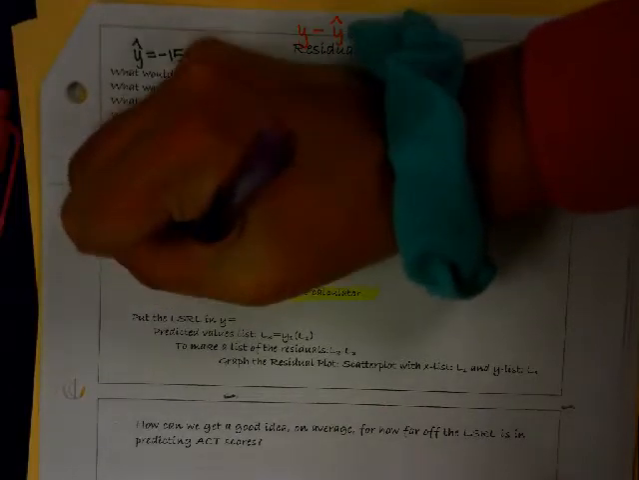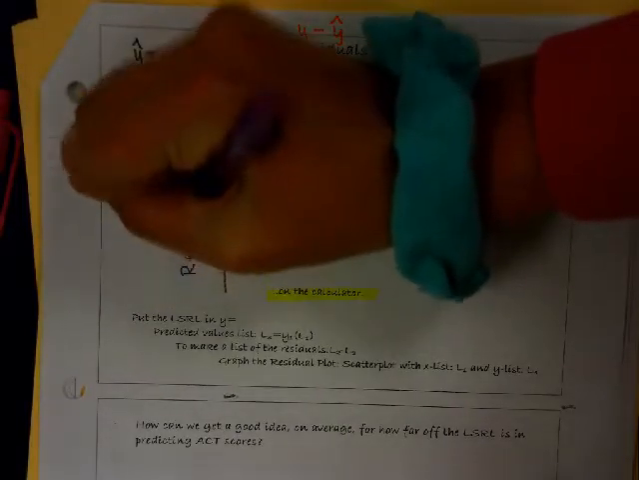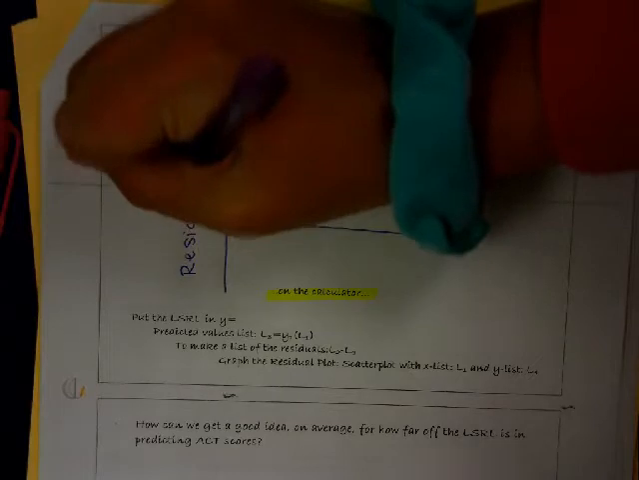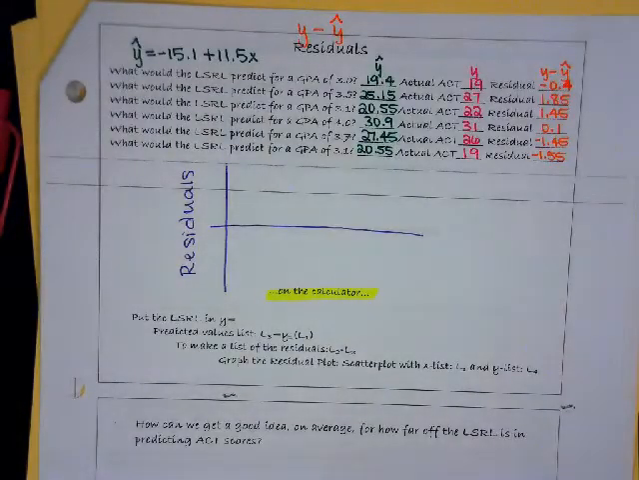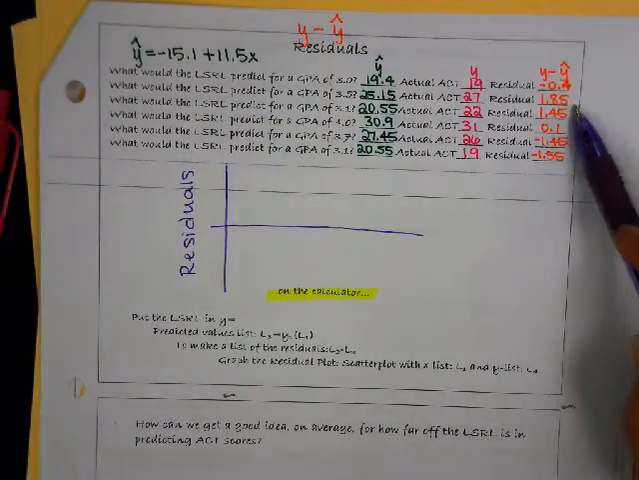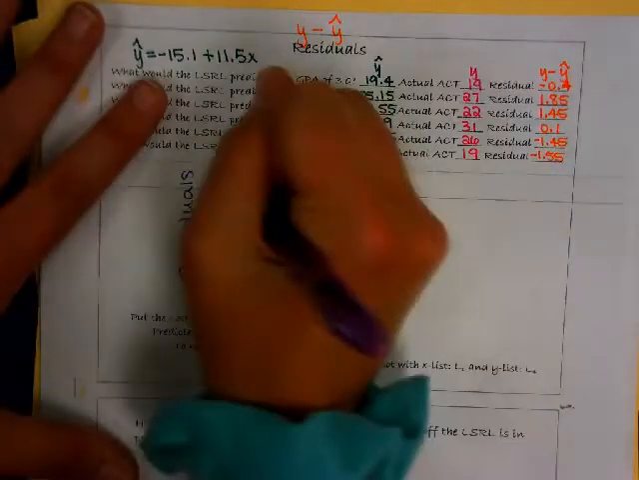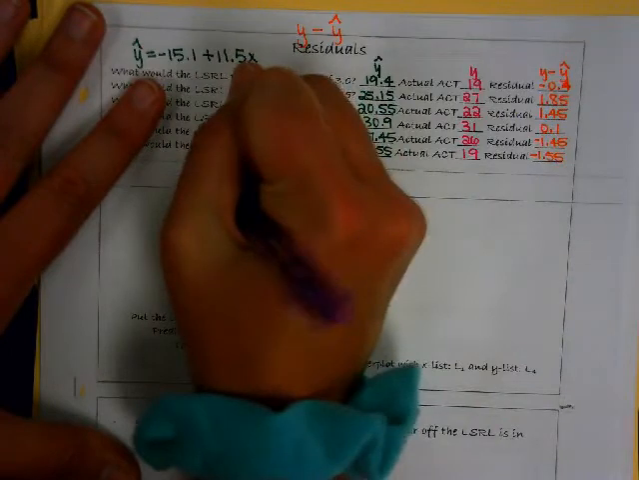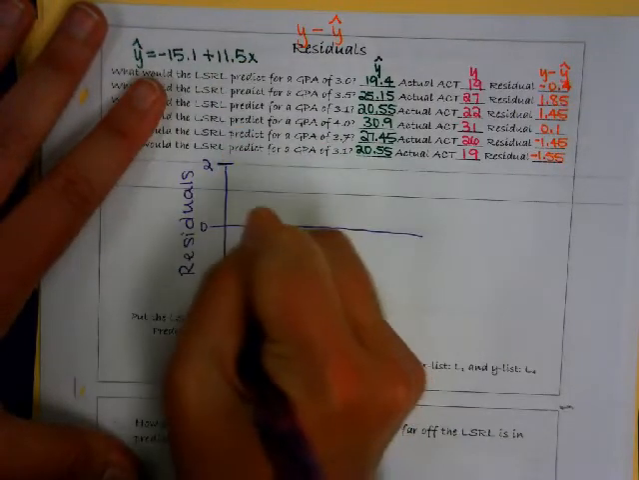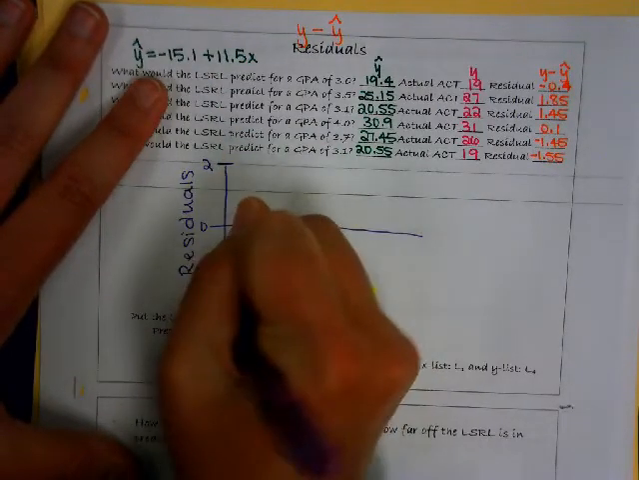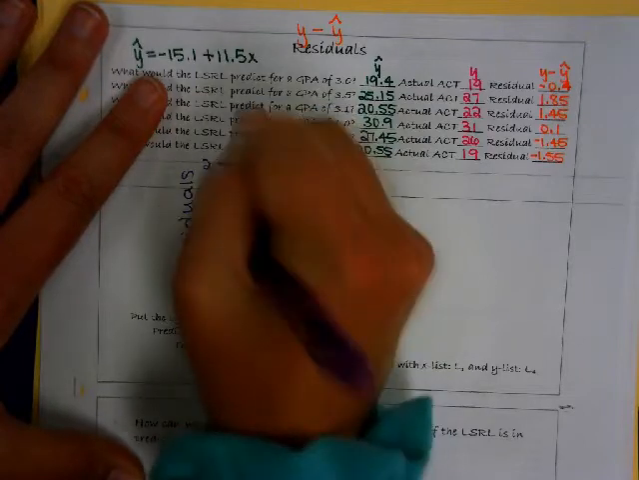So we have 1.85 as our biggest and negative 1.55 as the smallest. So I'm going to go from positive 2, that's 0, to negative 2. And since we're making it by hand, of course, it's going to be estimated. It's not going to be perfect. I'm going to put my little halves on there to help me out a little.